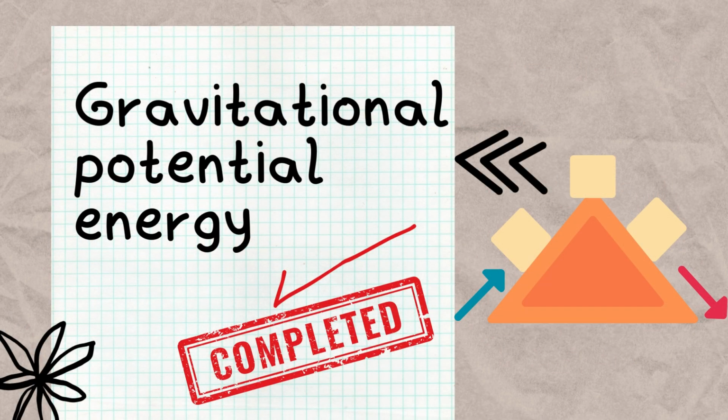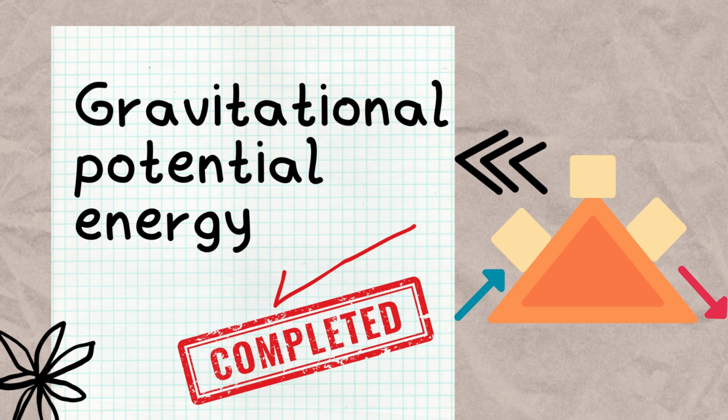Now we finished talking about the first form of potential energy. We said that we have the form of potential energy called gravitational potential energy that is stored inside objects due to their position from the Earth's surface. And we know the two factors that affect the potential energy, which are mass and height.